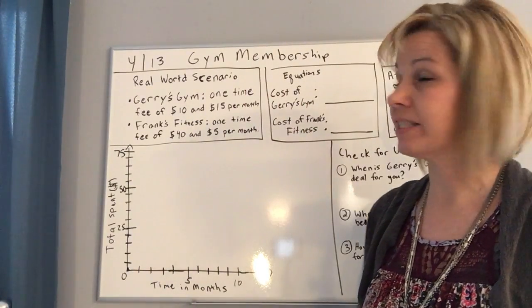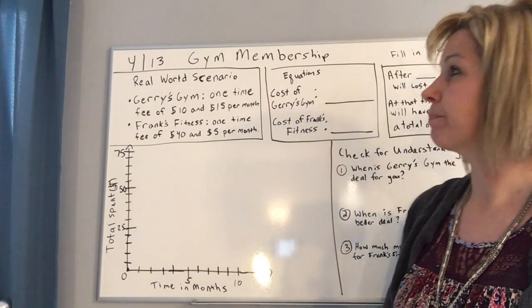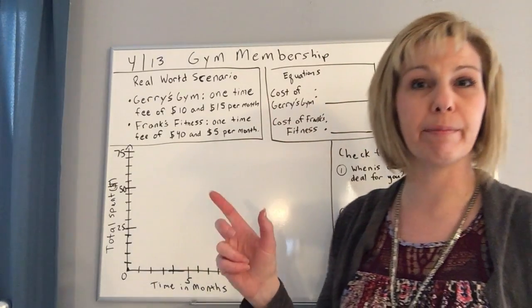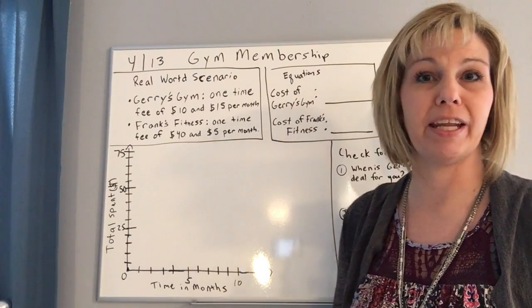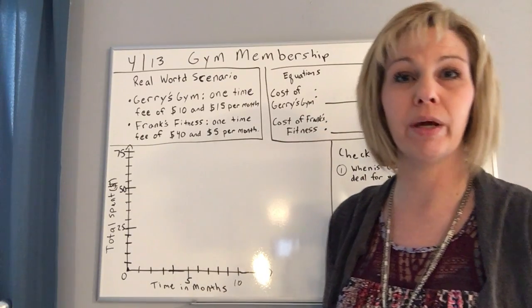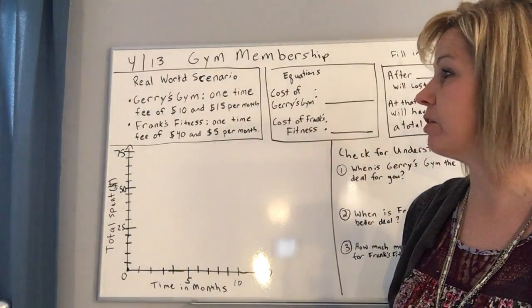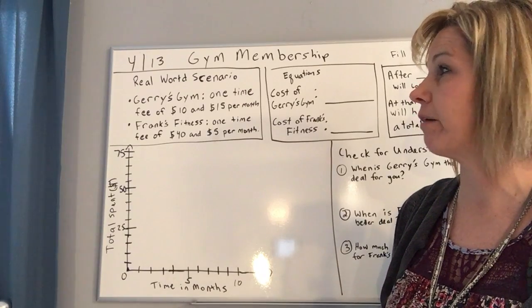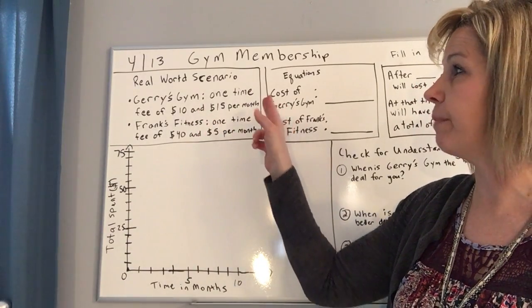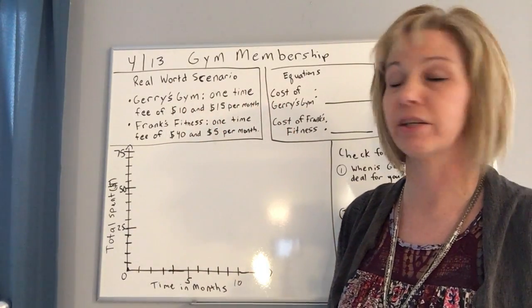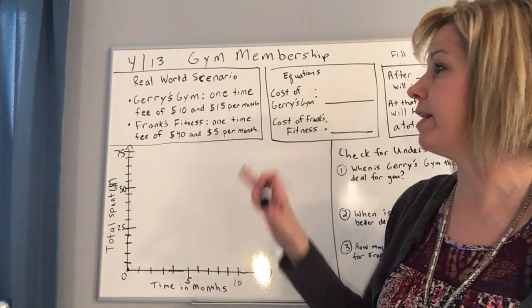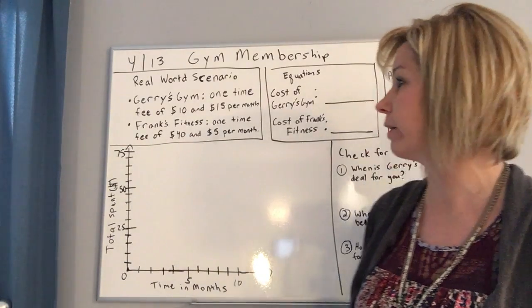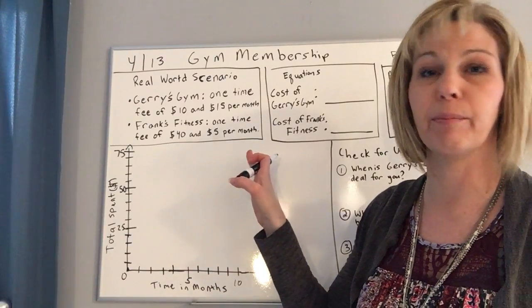This right here is about gym memberships. We have 2 different gym memberships that they can choose from: Jerry's Gym and Frank's Fitness. So we're going to see when he would want to go to either one of these. Jerry's Gym has a one-time fee of $10 and $15 per month, whereas Frank's Fitness has a one-time fee of $40 and then it's $5 per month.